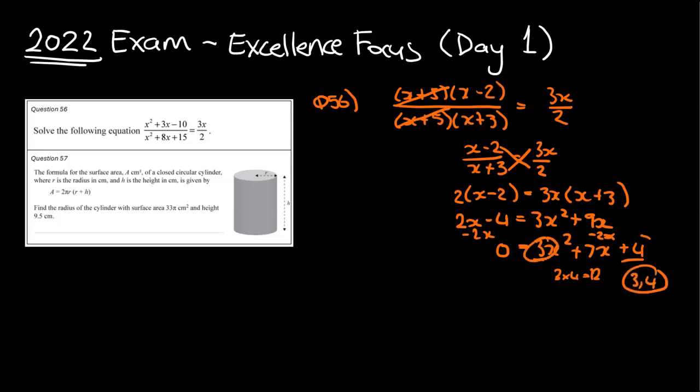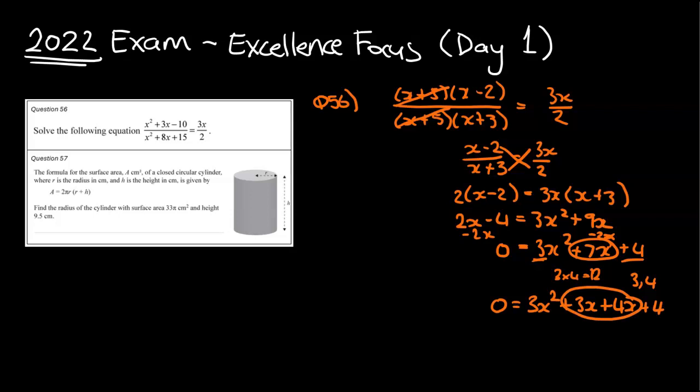By chance, it's the same as the first and last of the numbers. That is not always the case. We now split up the 7x into 3x and 4x. So 3x squared plus 3x plus 4x plus 4, that equals 0. Just a reminder, 7x, and we've got 7x there. It's just been split up based on those two numbers.